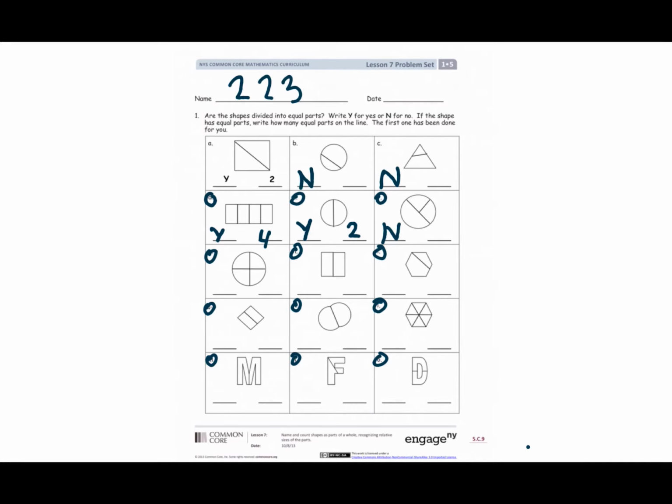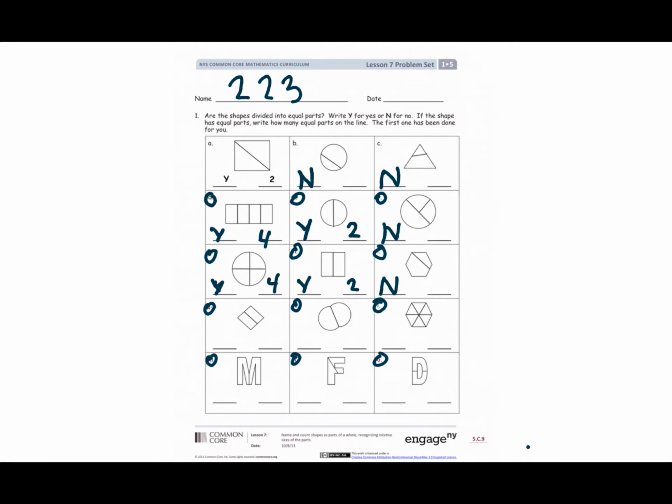Next, I have the letter G, and I see a circle that has 4 parts, and all the parts are equal, so I'm going to put a yes, and there are 4 equal parts. Next, I see a square, and boys and girls, I see that there are 2 parts, and yes, they are equal parts, and there are 2 equal parts. Next, I see a hexagon with 2 parts, but they're not equal.